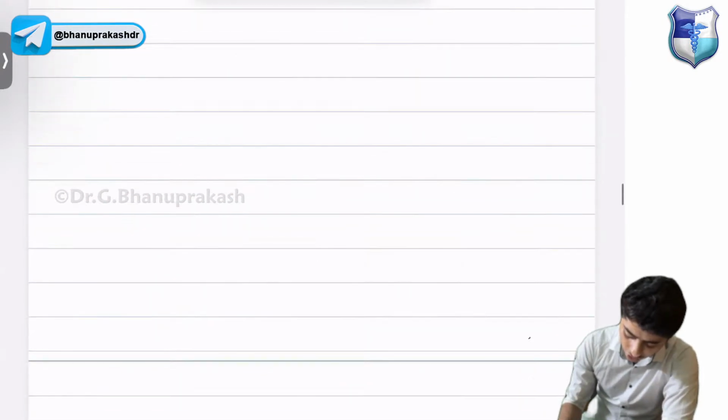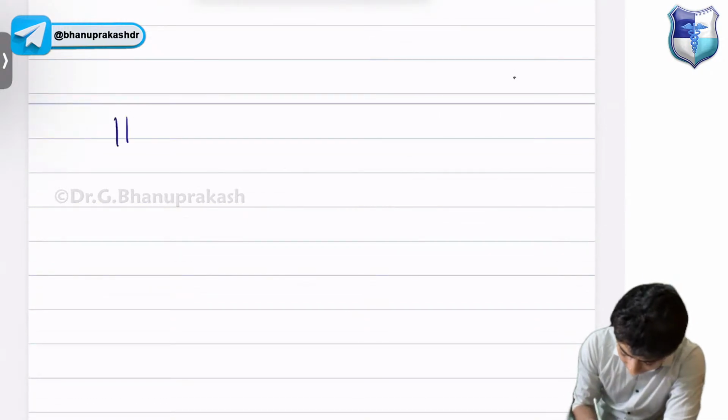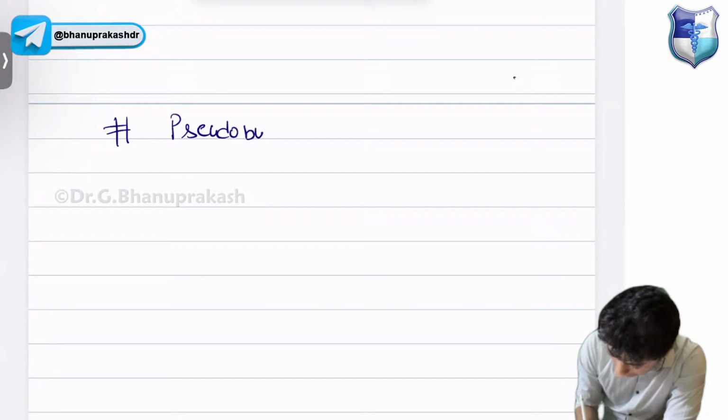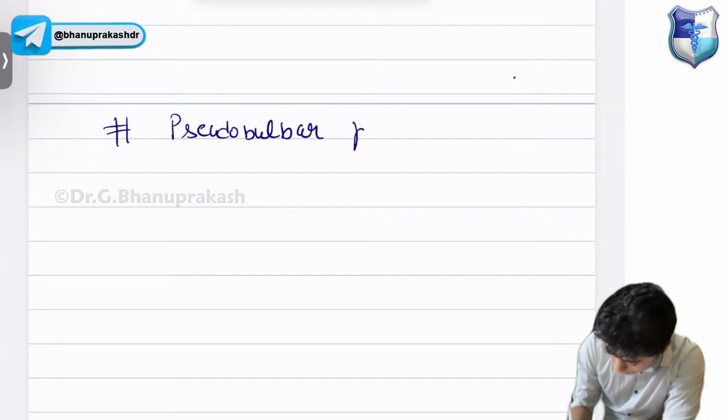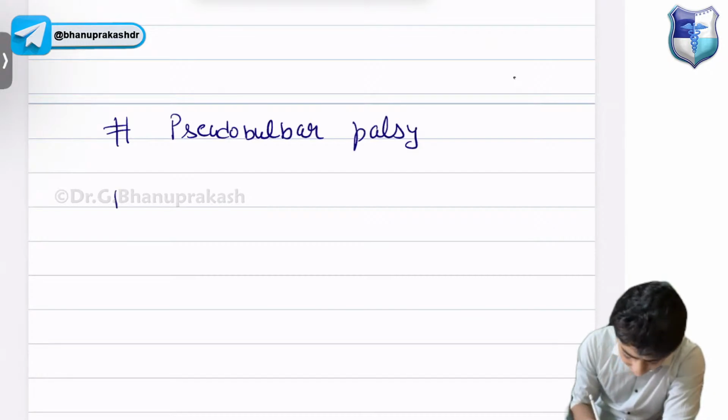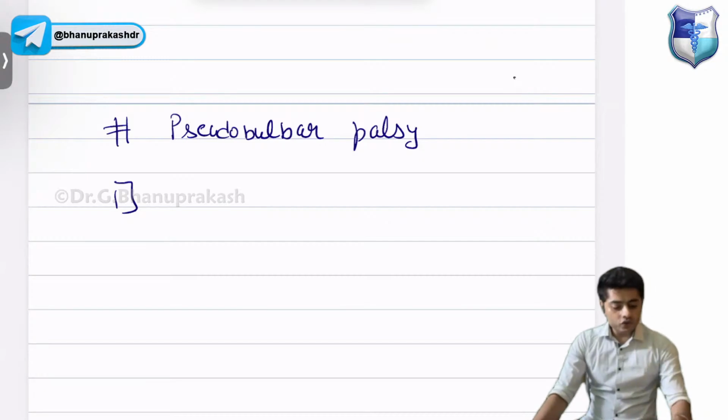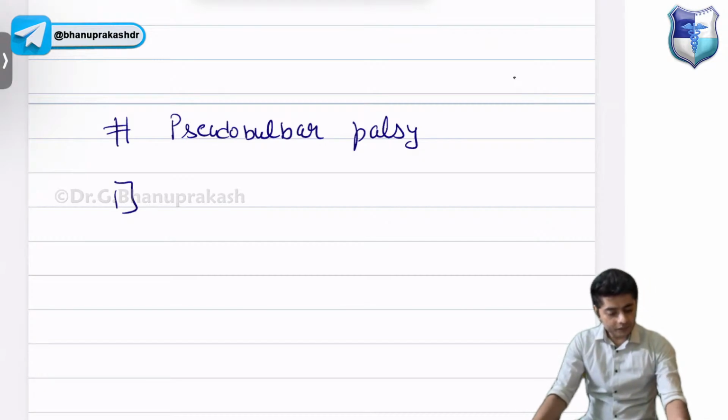Now, just tell me the cause of pseudobulbar palsy. We will discuss them one by one. What all are the causes of pseudobulbar palsy?